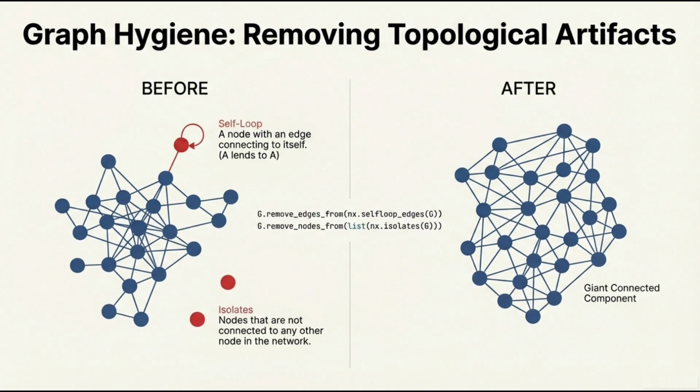Here we move to graph hygiene, which means removing topological artifacts that should not remain in the final network. On the left, the before picture contains 2 common problems. The first is a self-loop, where a node has an edge to itself, such as A lending to A. In some settings, self-loops may be meaningful, but in many financial network applications, they are artifacts that distort basic metrics. The second problem is isolates, nodes that are not connected to anyone else in the network. If we are analyzing contagion or connectivity, isolates often add noise rather than insight. On the right, after removing self-loops and isolates, what remains is the giant connected component, which is the main body of the network where interactions actually occur. The practical lesson is that network cleaning is not just about making the picture prettier, it is about making sure that the topology being analyzed reflects meaningful economic relationships.